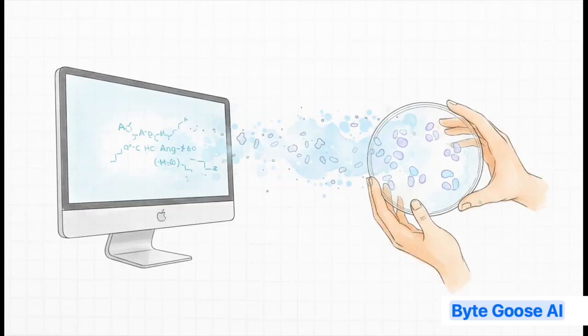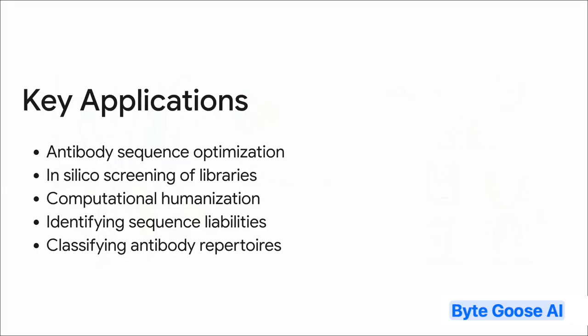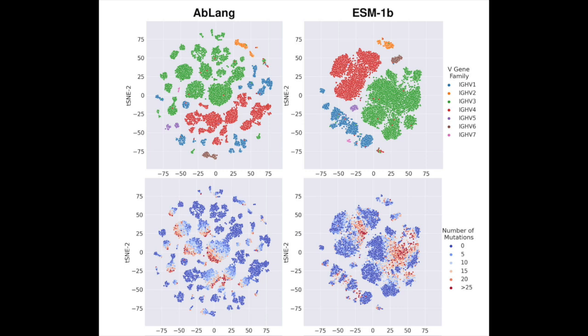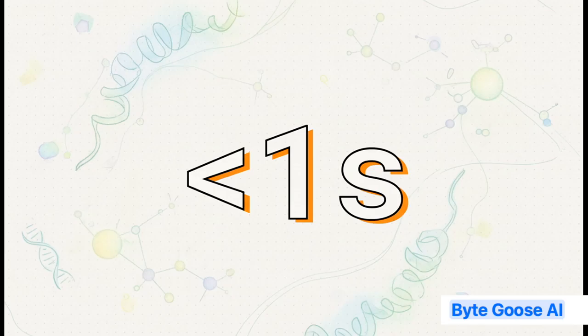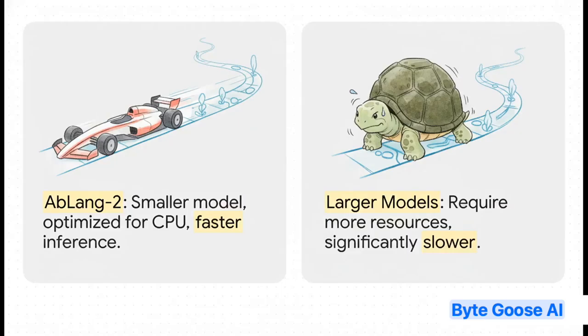Okay, cool tech, but what does it actually do in the real world for researchers? It helps optimize antibodies, screen libraries virtually, and even spot potential problems way ahead of time. But what really makes this a potential game changer is its speed and its power. I mean, it is incredibly fast. We're talking sub-second speeds for a whole batch of sequences. That's because it's a smaller, nimbler model built for CPUs, not huge, power-hungry GPUs.